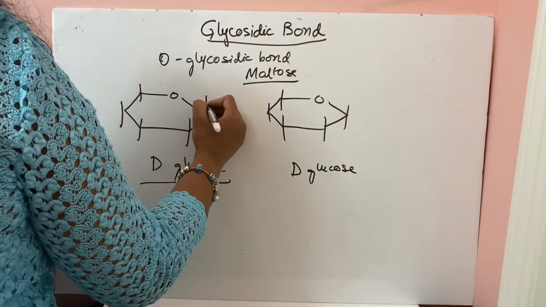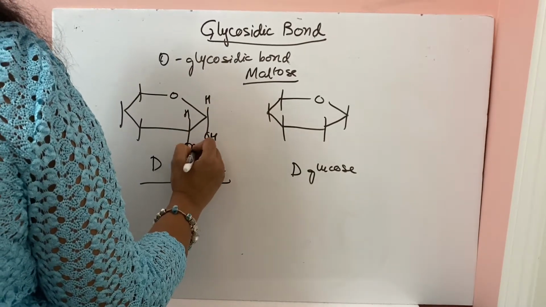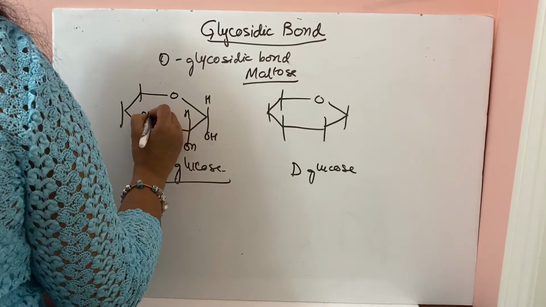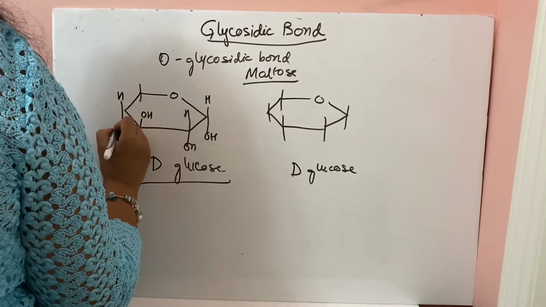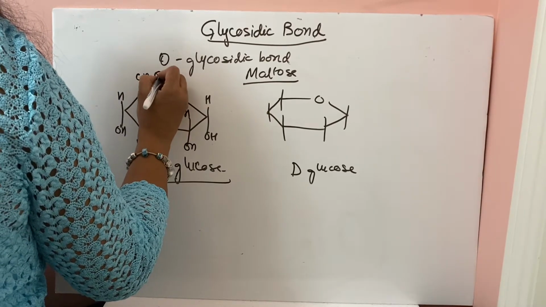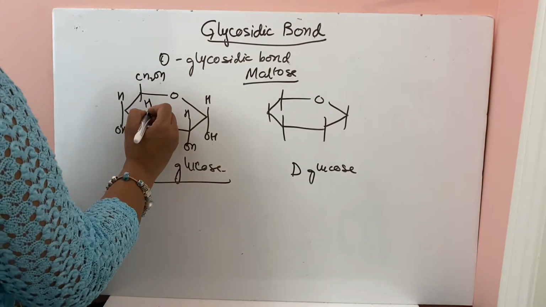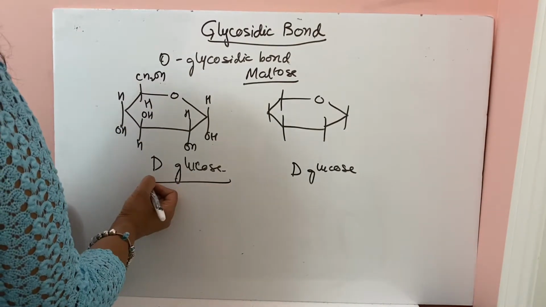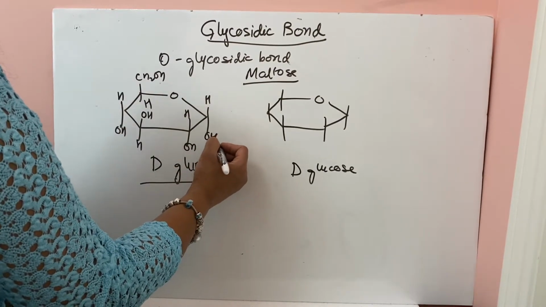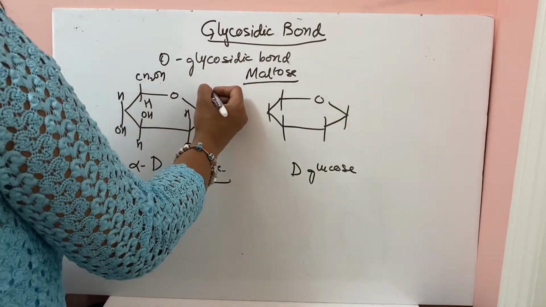So this is the structure of glucose, HOH, HOH. This is your first anomeric carbon, OH, H, H, OH, CH2, OH, H. So on the third carbon, the hydroxyl group is on the top side. So that is your D-glucose, and if the hydroxyl group is on the downside, that is known as alpha D-glucose. And if it is on the upside, that is known as beta D-glucose.